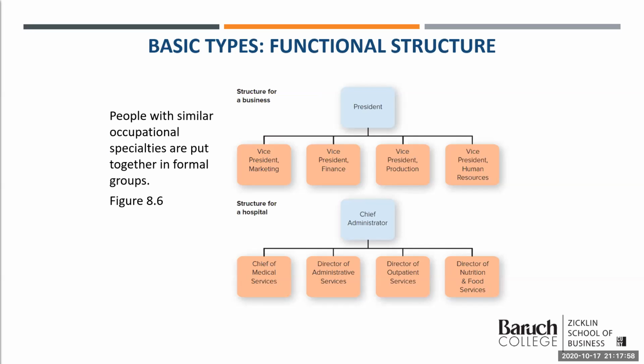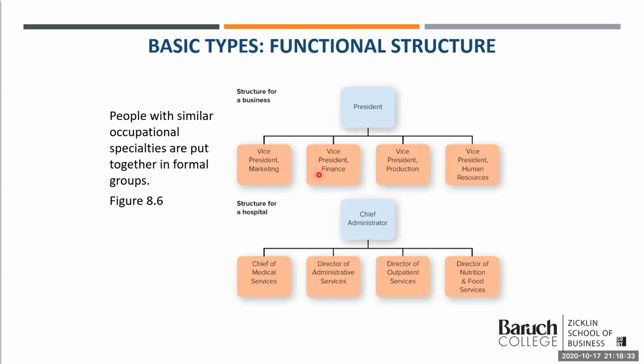Another type of structure is a functional structure. In a functional structure, the workers in the organization are grouped along the function that they actually serve. In the example here, for a typical business, you may have a president, and then you have a vice president of marketing, vice president of finance, production, human resources.